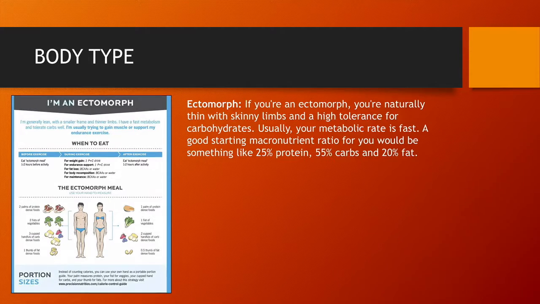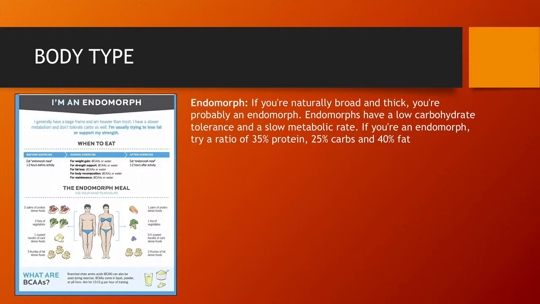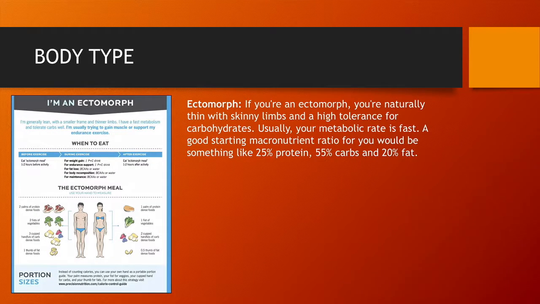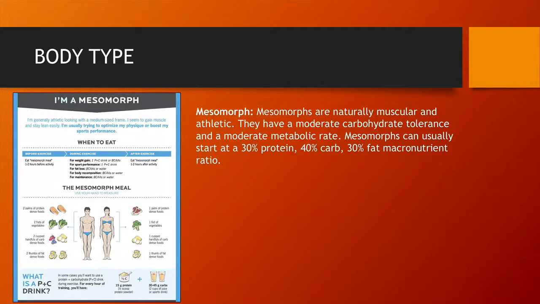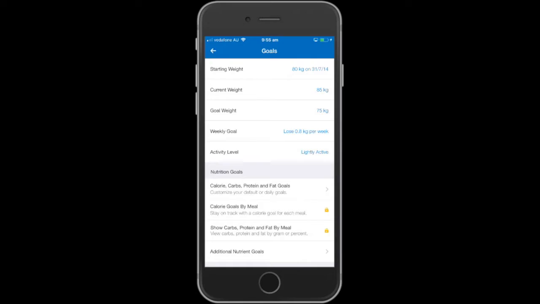If you think you lean more towards endomorph, set it as 35, 25, 40. If you feel you are more of an ectomorph, set it as 25, 55, 20. And if you feel you are somewhere in between, or closer to a mesomorph, set it as 30, 40, 30. Cool. Hope that helps in terms of how you set it in MyFitnessPal.